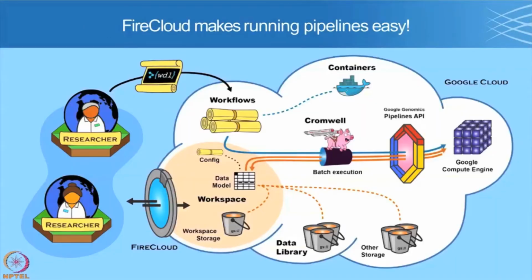So this is kind of the overview of how FireCloud works. You have researchers, some just use FireCloud, some actually write workflows. When you have a workflow, you have workflows along with the configuration which says what parameters I have chosen for the various options and where the inputs come from, and then you use Cromwell to execute it on the Google Cloud, and then you have containers that provide the algorithms.